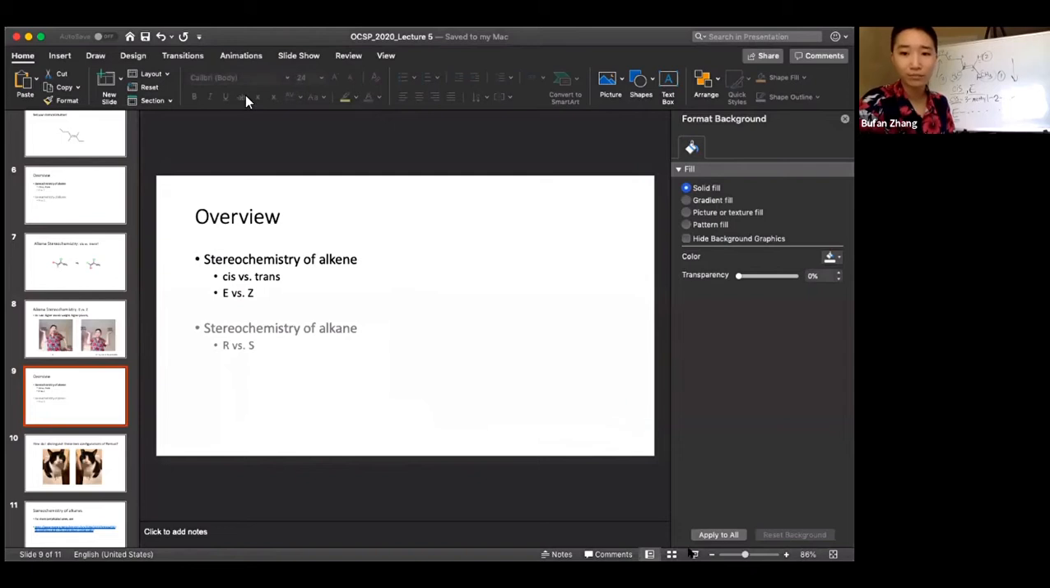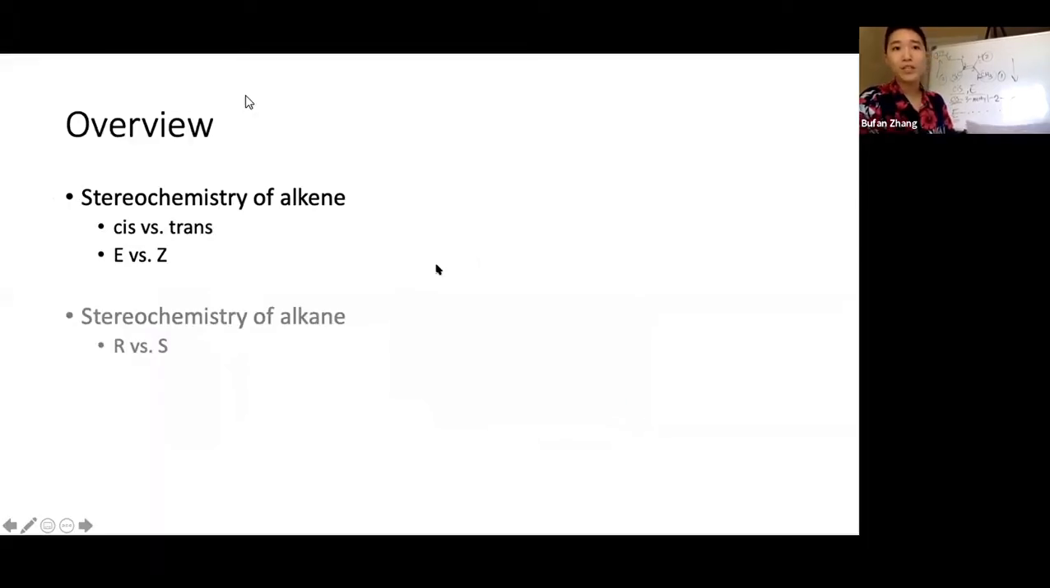So now we're done with the very first part of the lecture, which is stereochemistry of alkene. You've learned cis versus trans, E versus Z, and you know exactly how to assign them. So I'm not worried about that at all. The more difficult part is stereochemistry of alkane, R versus S.